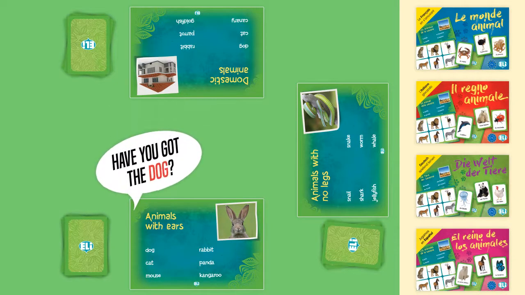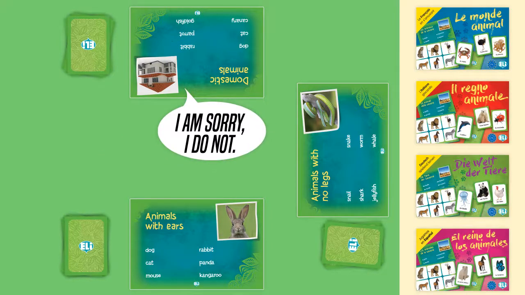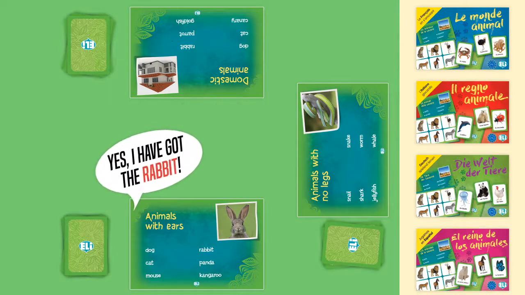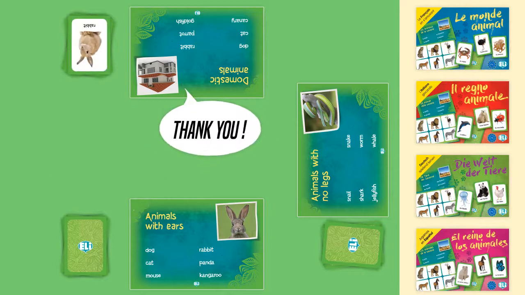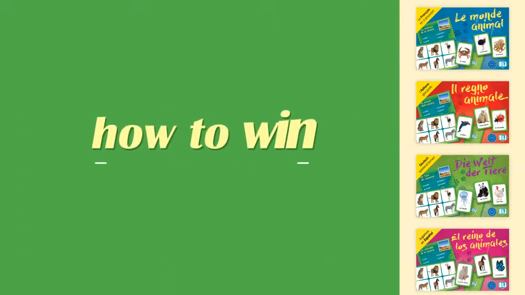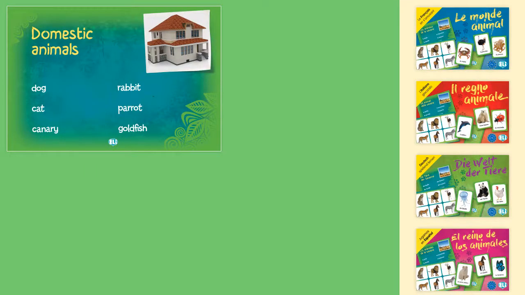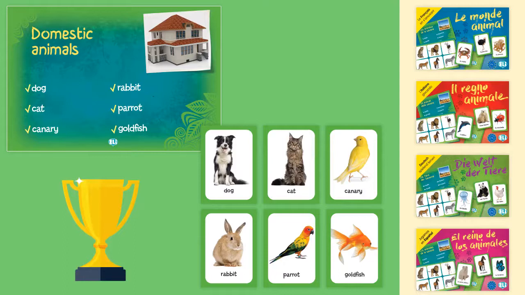If a player does not have the requested card, on the other hand, the play turn will pass to him or her. Each animal card can be asked for more than once and can change hands several times during play. The winner is the first player to acquire all the animal cards on his or her list.